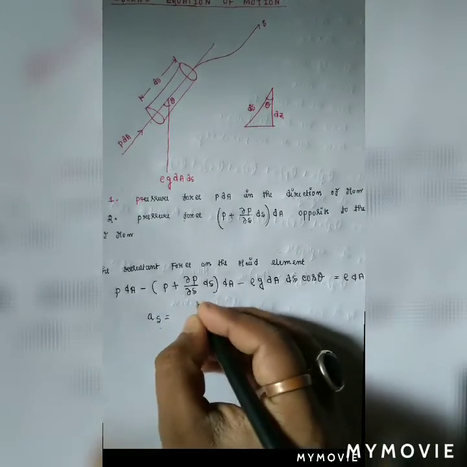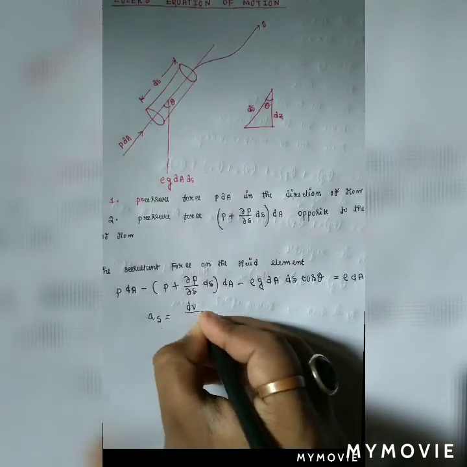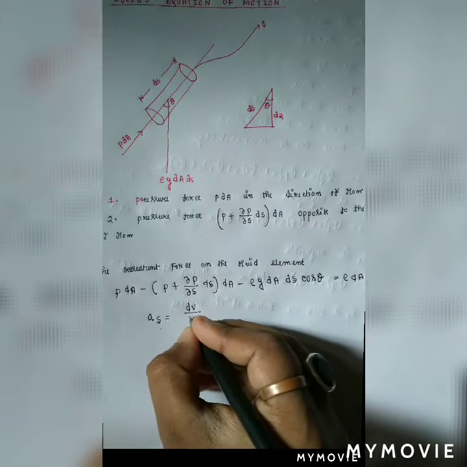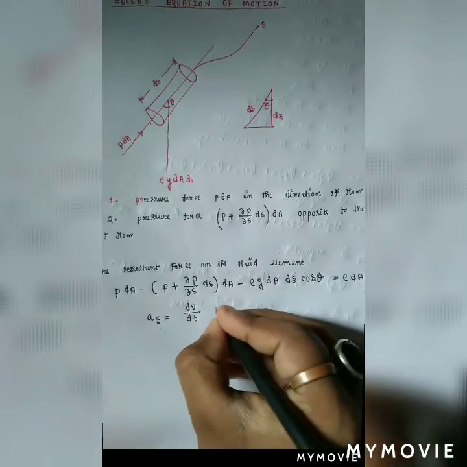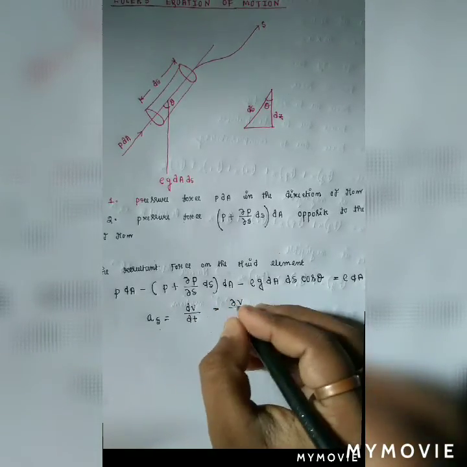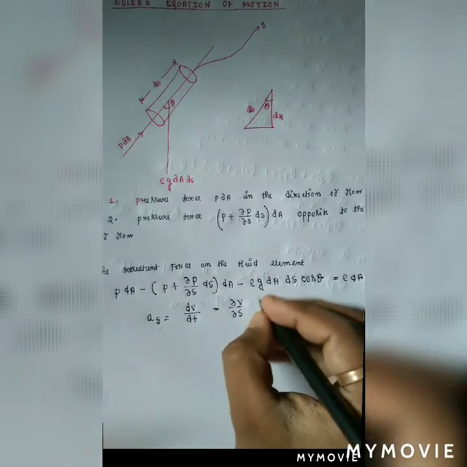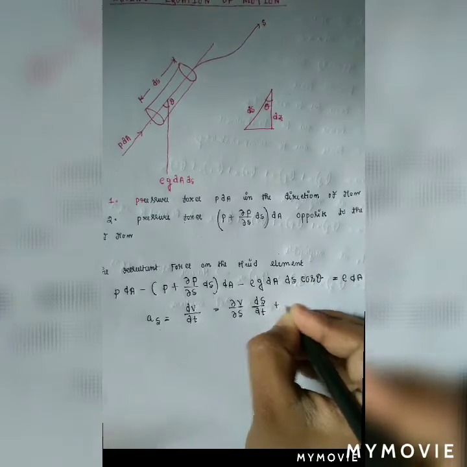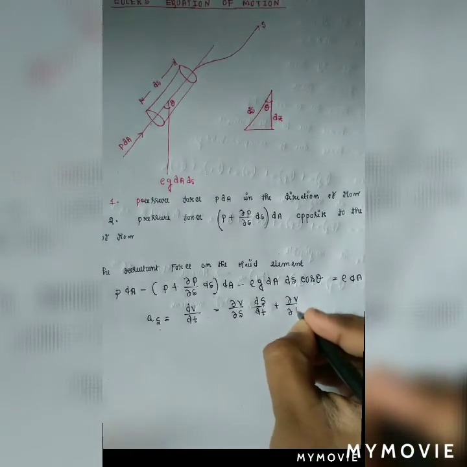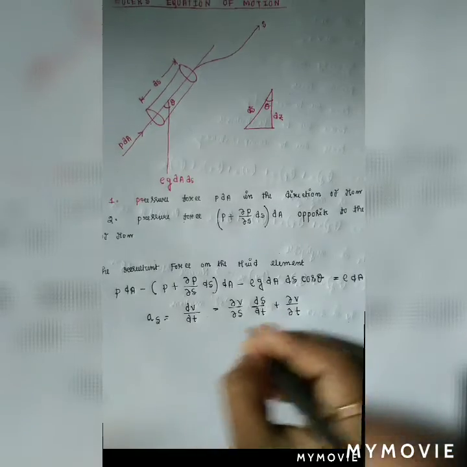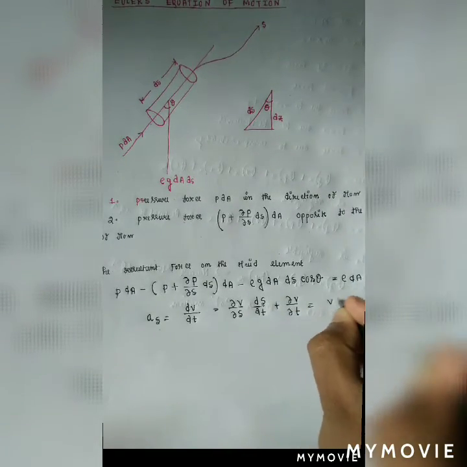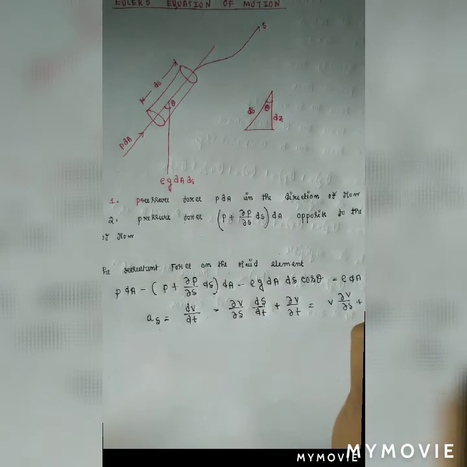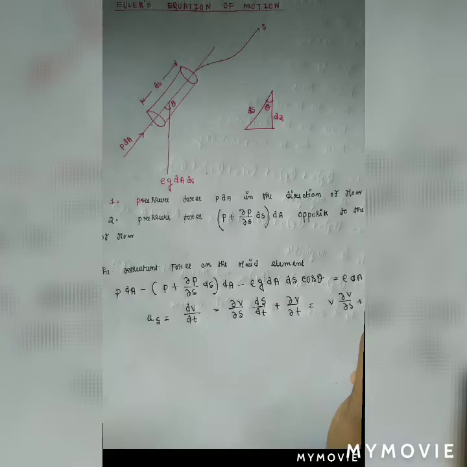Now we know that acceleration is the change of velocity with respect to time, dv by dt, where v is a function of s and t. So this can be written as del v by del s into ds by dt plus del v by del t. Now we know v equals ds by dt, so we can write as equal to v del v by del s plus del v by del t.